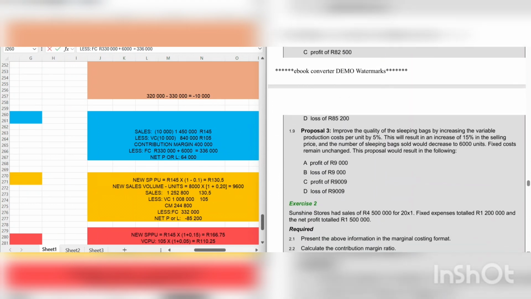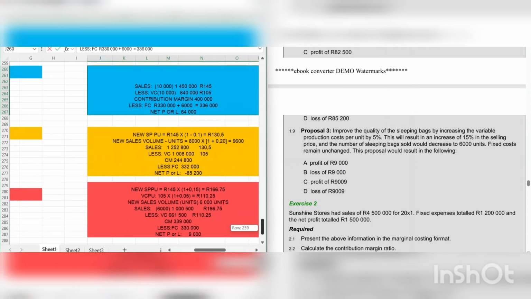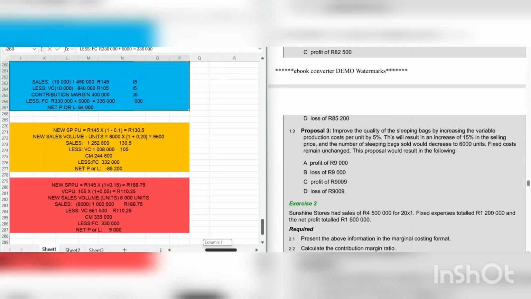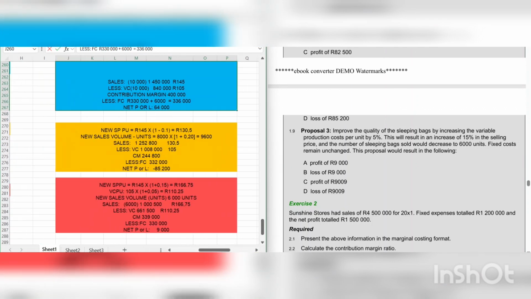And finally, we have proposal 3, which says to improve the quality by increasing your variable cost of production by 5%, and this will result in an increase of 15% in the selling price. But the number of sleeping bags, in this case our units, would decrease to 6,000. So again, you enter the new information. We have a new selling price per unit, which is 145 times 1 plus 0.15.